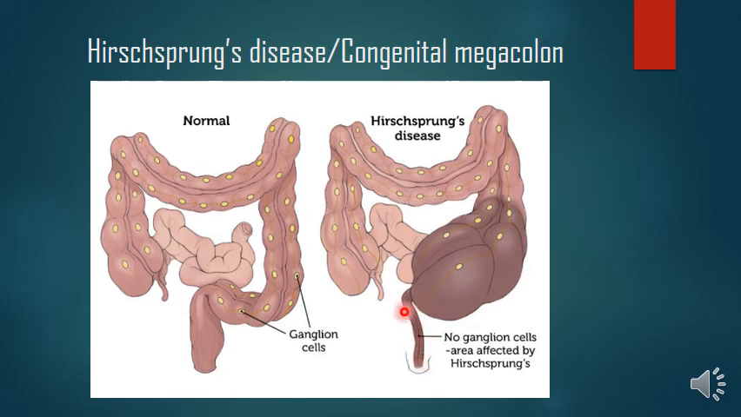So this constricted part will be resected, and subsequent mobilization of the proximal dilated gut to the anal region. This part will be now joined with the anal region, and this narrowed part is removed surgically. So that's how the congenital megacolon can be treated.